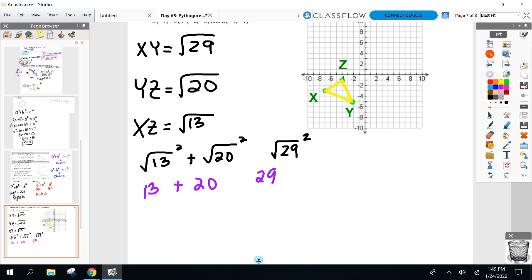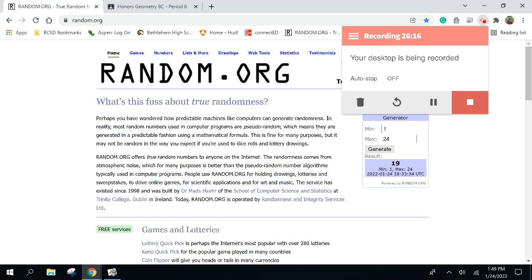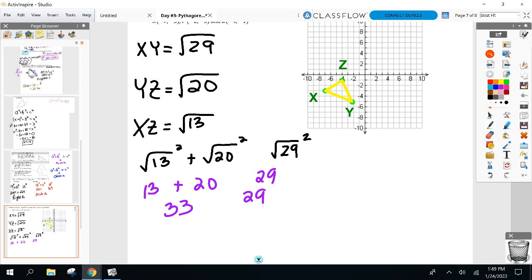So what do we notice? The a squared plus b squared side is bigger than the hypotenuse side, which would make this what type of triangle up here on the graph? Acute. Good job. Acute. All good?